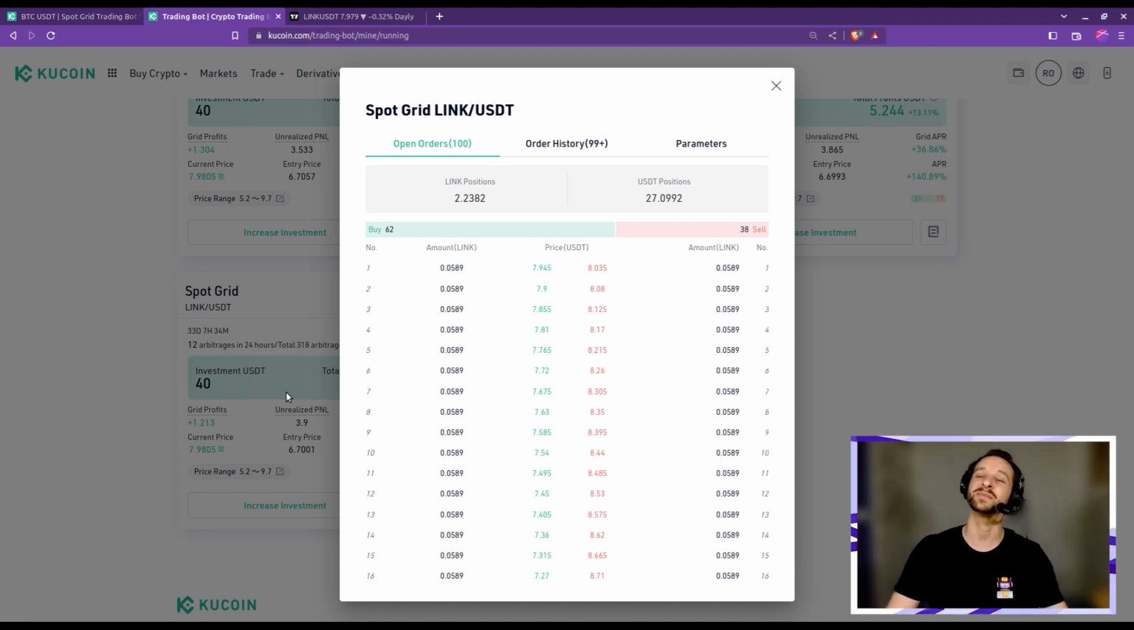By the way, this also means that at the moment, 62% of the value in the trading bot is in the form of USDT, while the rest is in the form of Link. But of course, these numbers and these orders change as the price evolves and the bot trades and constantly updates its buy and sell orders.